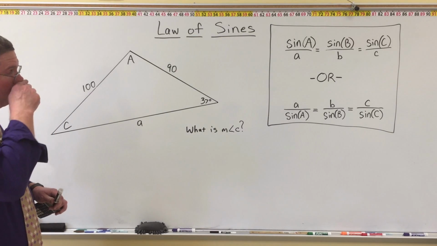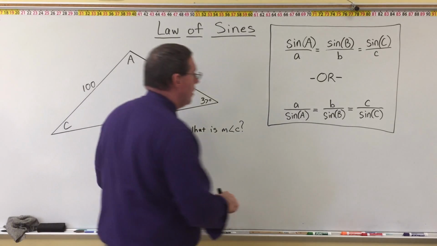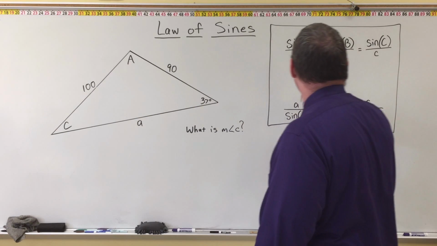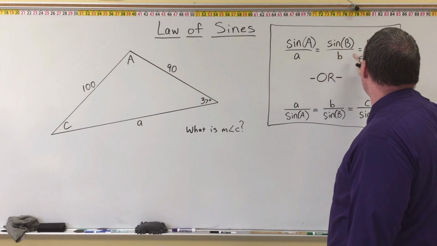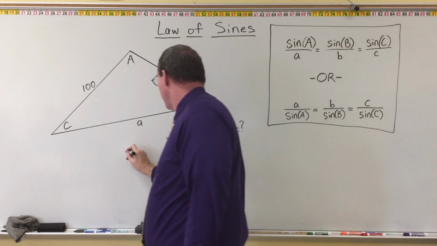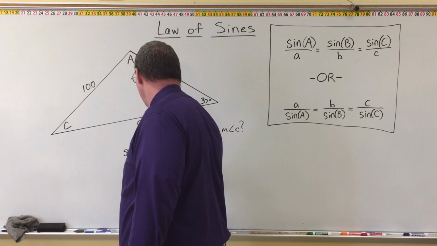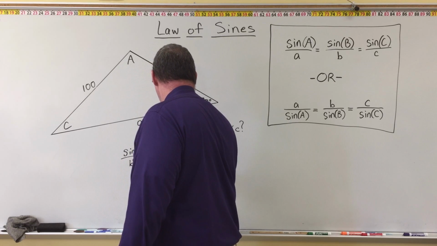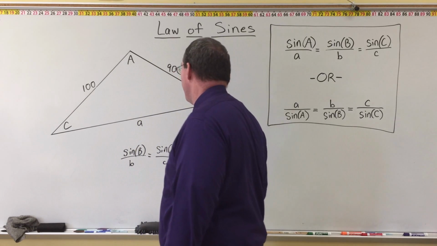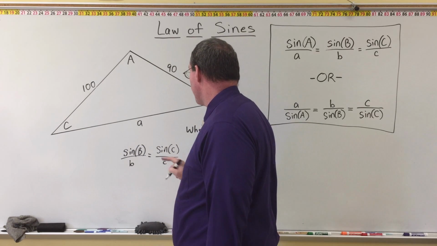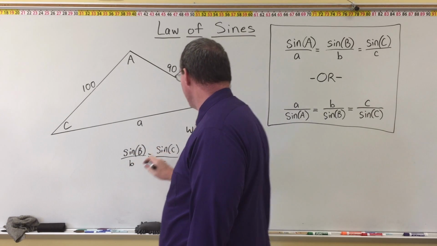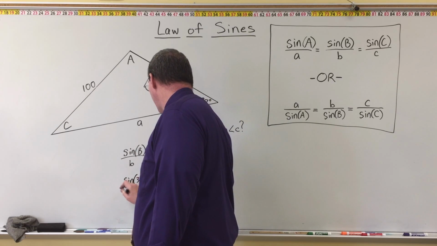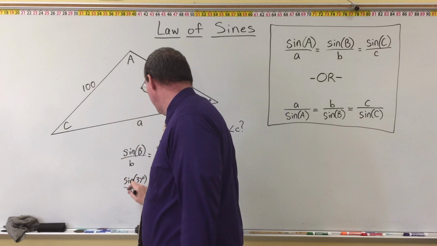Okay, so I'm going to use the exact same one, only this time we're using B and C instead of A. So we're going to do sine of B over B is equal to sine of C over C. Sine of B: angle B is 37, so sine of 37 degrees over the length of B, which is 100.